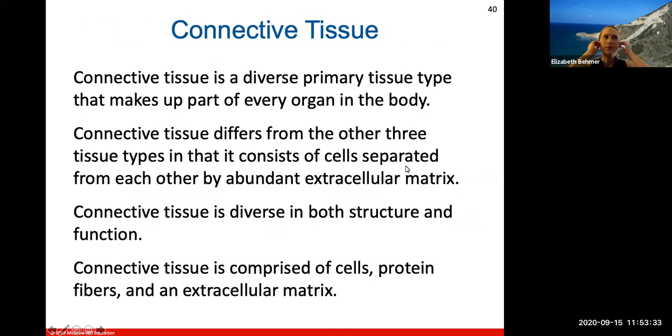Connective tissue, so that's epithelial tissue. Connective tissue is the most diverse. Remember, we're talking about blood, cartilage, bone. So connective tissue will have a lot of extracellular matrix. So instead of being made up of a lot of cells like epithelial was, connective tissue is very diverse. It has a lot of extracellular matrix, which could include ground substance, fibers. It's very diverse in structure and function, and it's comprised of cells, protein fibers, collagen, elastic, and extracellular matrix.